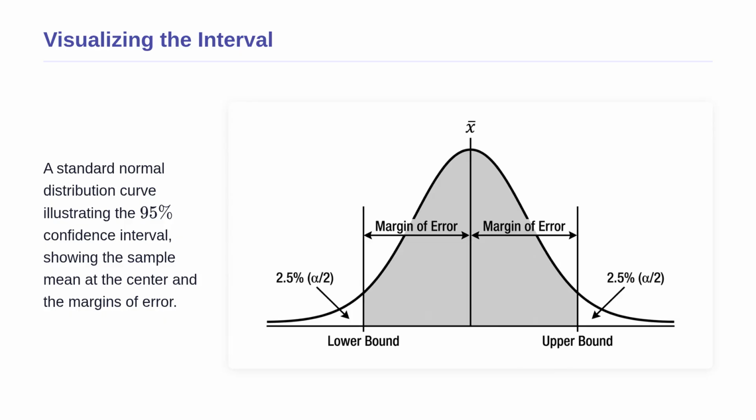Notice the small tails on either side. These represent the remaining 5% of uncertainty, split equally into 2.5% on each side. This diagram perfectly illustrates how the confidence interval casts a symmetrical net around our sample data to capture the true population parameter.